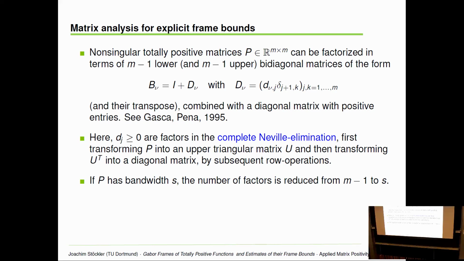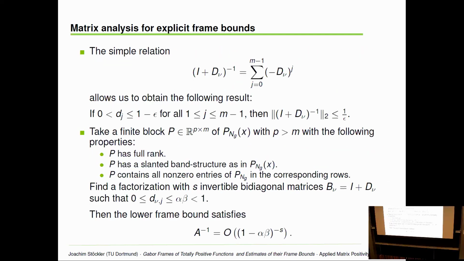You can go by bands. You don't need to do the Neville elimination. You can do it bandwise this way. This is all contained in the 1995 paper by Gasca and Peña. And now with a simple relation of nilpotent matrices, which everybody knows from linear algebra, you have its inverse right away. So these bidiagonal factors in M by M form have a simple inverse.